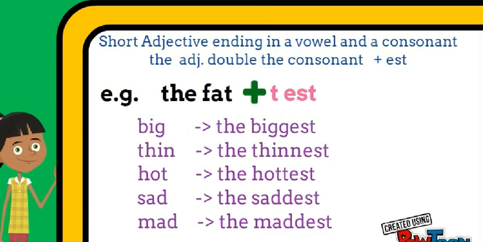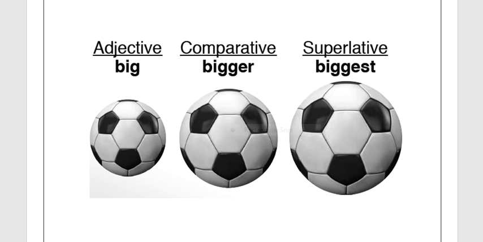Examples: big, the biggest; thin, the thinnest; hot, the hottest; sad, the saddest; mad, the maddest. Okay, my dear students, I hope that you found the rules easy and you've enjoyed them. But before we answer the exercises in our booklet, I would like to remind you how we form the comparative adjective and the superlative adjective by comparing between these three balls.